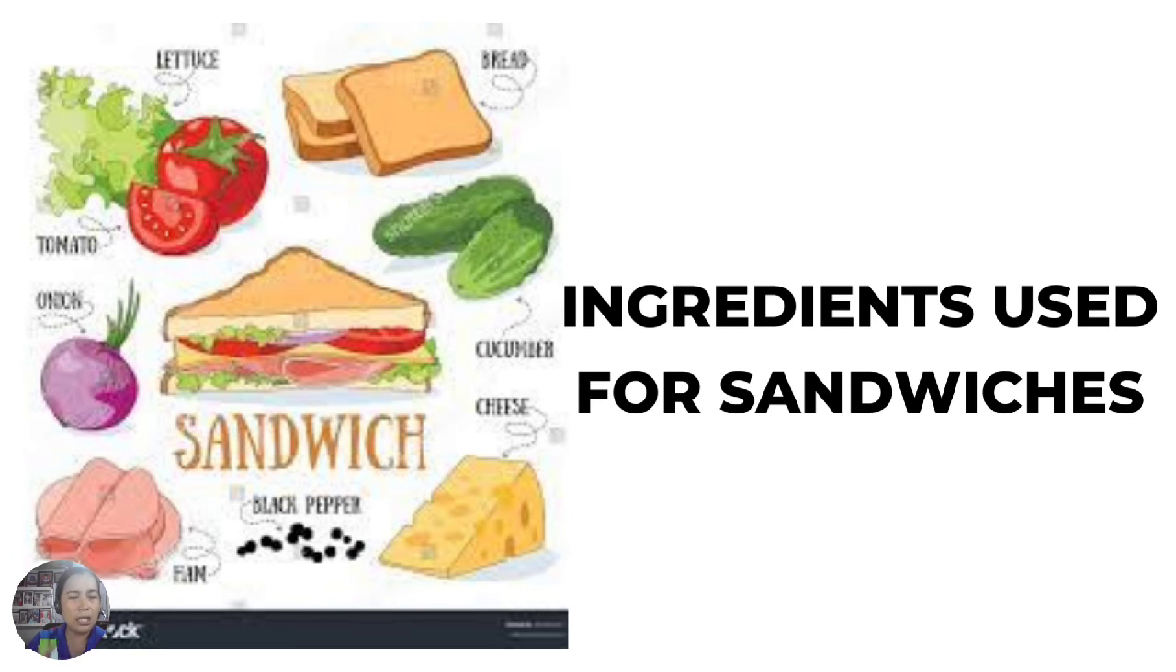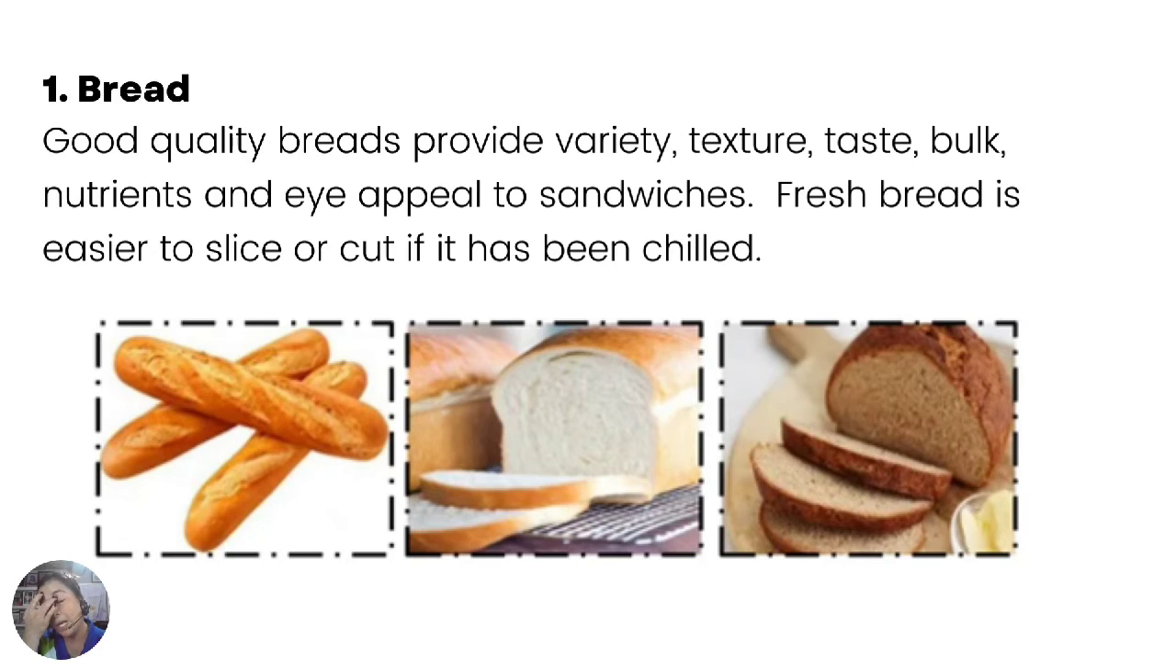Basically, andyan sa picture na binigay ko, we can use yung tomato, yung onions, mga lettuce, bread, cucumber, cheese, black pepper, ham. These are examples of ingredients used for sandwich making. So, let's discuss one by one. Again, sabi nga natin, we cannot make sandwich without the presence of bread.